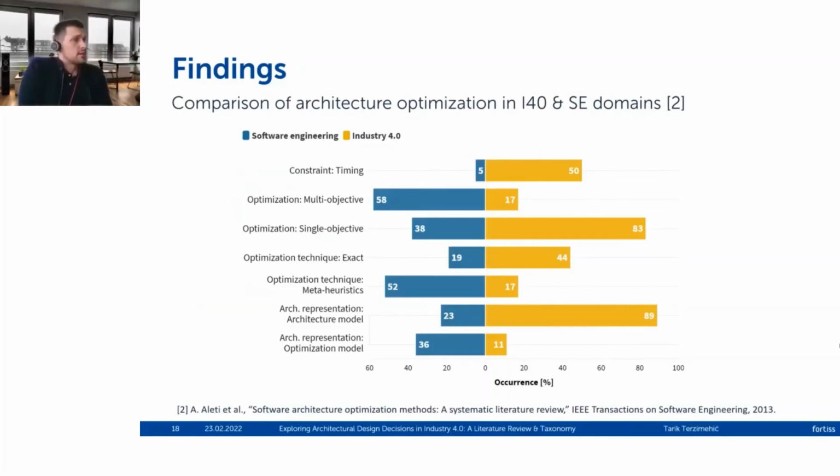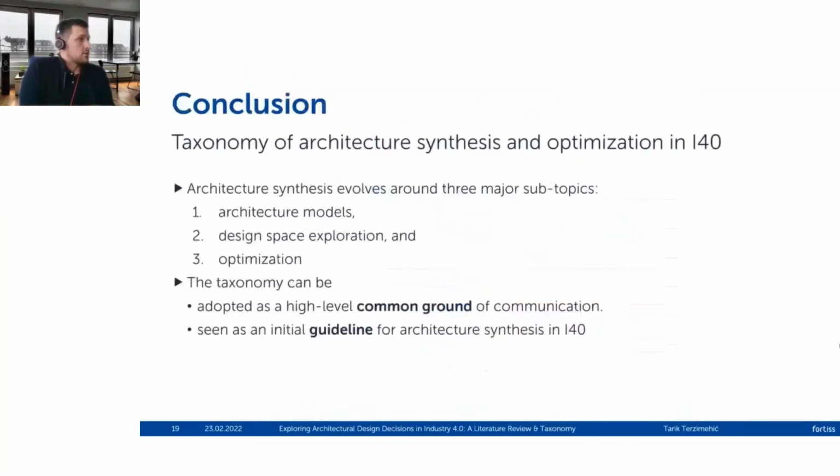What we see here is that timing constraints are quite important in Industry 4.0, which was to be expected because real-time capabilities are the most important in the industrial automation domain. Every second work was dealing with timing constraints. When we speak about optimization, we see that in Industry 4.0 we have mostly single-objective optimization, and in the work of Aleti et al. we often meet multi-objective optimization. Regarding techniques, as I already mentioned, meta-heuristics are quite popular in software engineering, but in industrial automation not as much. And because I'm out of time, I'll just come to the conclusion.